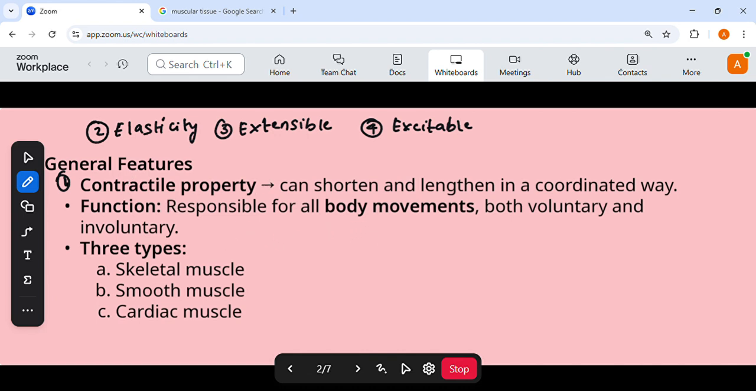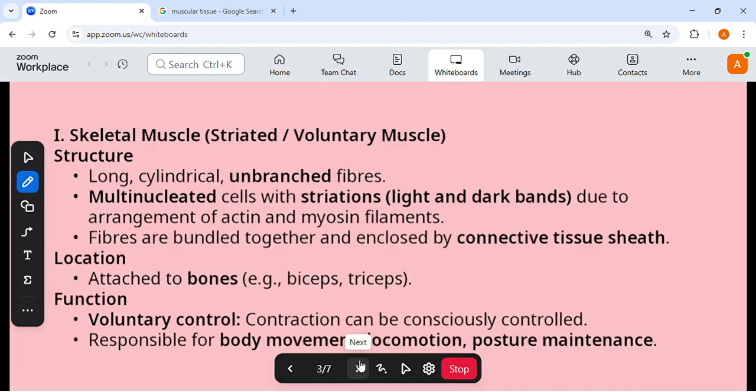They are responsible for all body movement. Both voluntary, means the functions that take place according to our will, and involuntary, which is not under our control. So these muscles are of three types: skeletal muscle, smooth muscle, and cardiac muscle. Let's study about these three muscles. The first one, skeletal muscle, also known as striated and voluntary muscle. So why are we calling it striated voluntary?